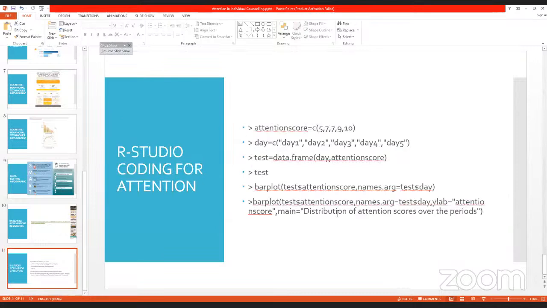Let me show you. So the first command is attention score equal to c(5, 7, 7, 9, 10). Can you tell me what attention score is here and what 5, 7, 7, 9, 10 is? Then we will put this command in RStudio and we will see what comes. What is 5, 7, 7, 9, and then 10? And what is attention score?